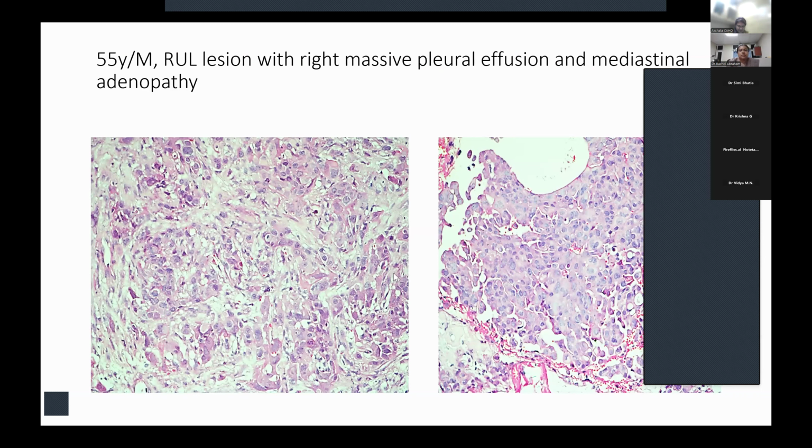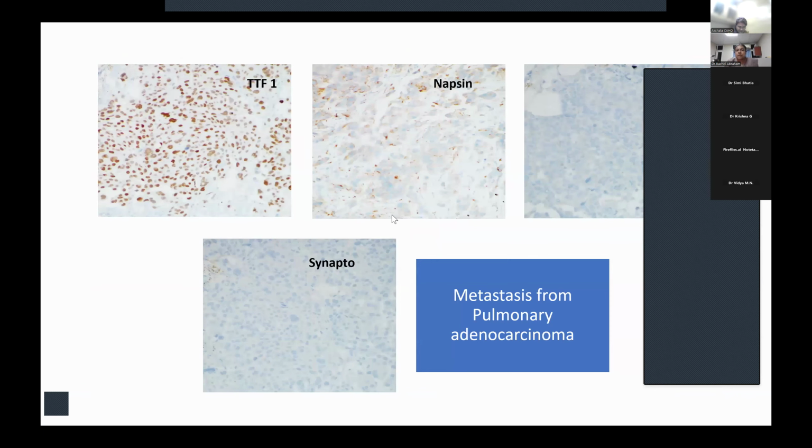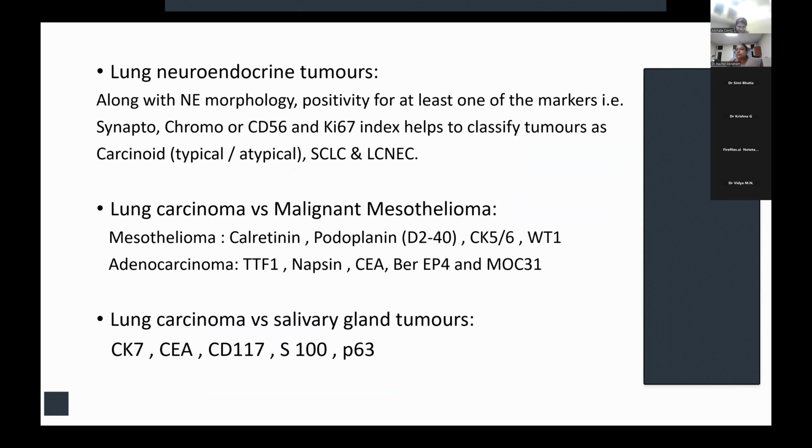As you can see here, the tumor is composed of very large polygonal cells having highly pleomorphic nuclei with no clear glandular pattern or evidence of squamous differentiation. So we applied a panel of markers. The tumor showed strong nuclear positivity for TTF1, and though napsin staining was patchy, we could see cytoplasmic granular positivity in many of the tumor cells. The squamous marker P40 and the neuroendocrine marker synaptophysin were negative. So IHC confirmed a metastasis from a pulmonary adenocarcinoma.